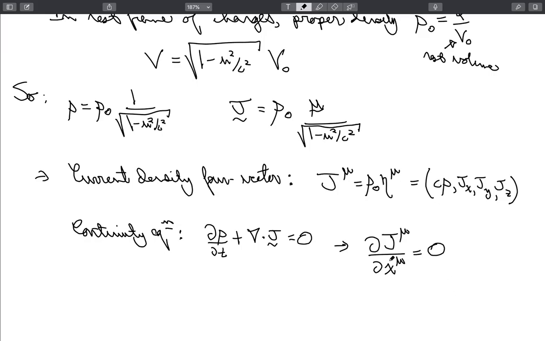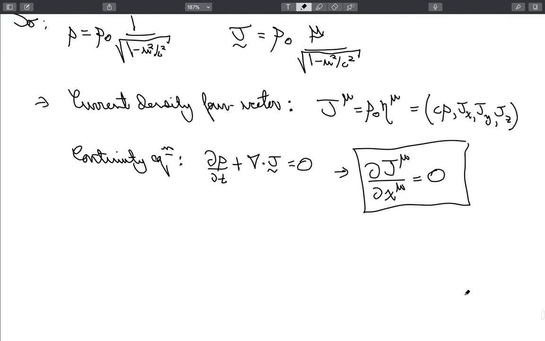Because you see the d dx0, x0 is just c times t. So d dx0 is 1 over c d dt. So 1 over c gets rid of this one, d dt rho, this one. And now d dx1 is just d dx. So you see the other terms give me the divergence. So I immediately get that this is my new version of the continuity equation. Okay, very clean.